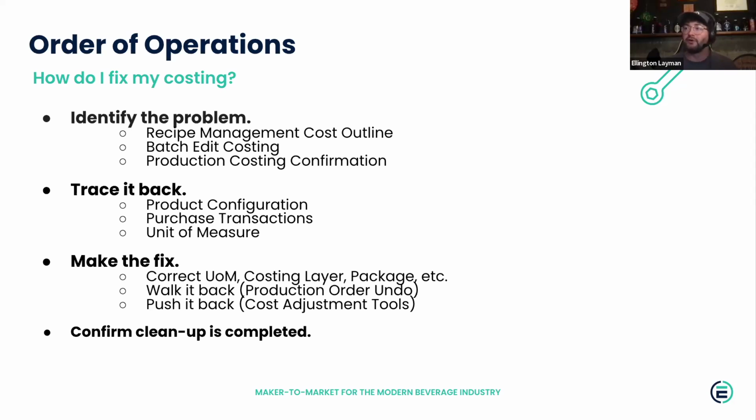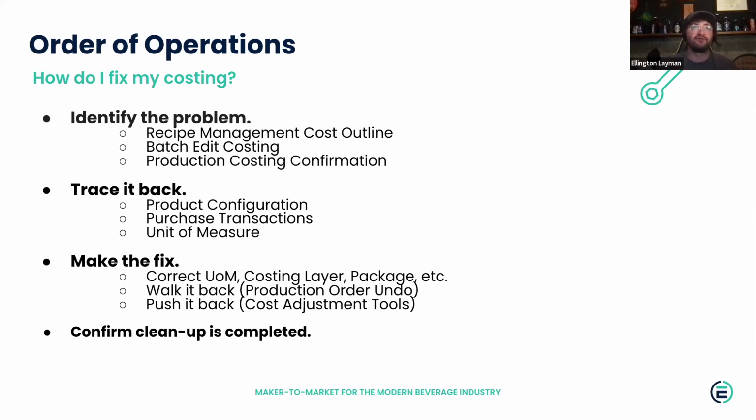Was it a unit of measure on the product? Is it a weird costing issue with your product type where you set that costing method? Is it in your package, right? And then, okay, what should my costing be? Go back to your purchase transactions, see what you should expect, see what that difference is.